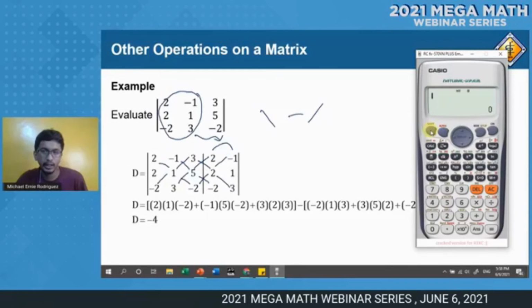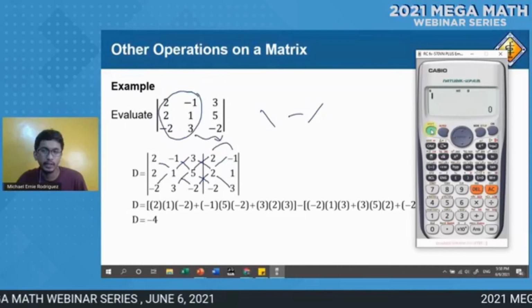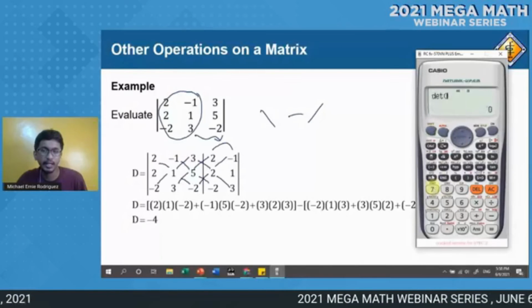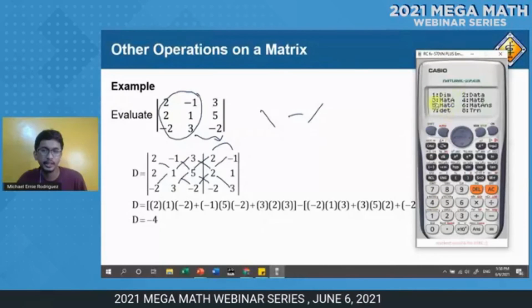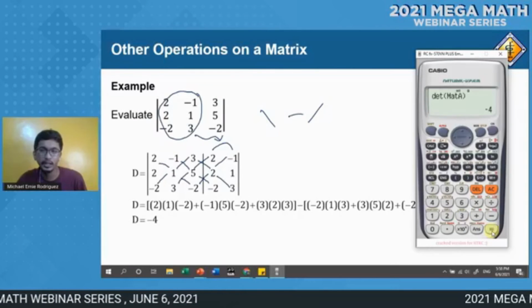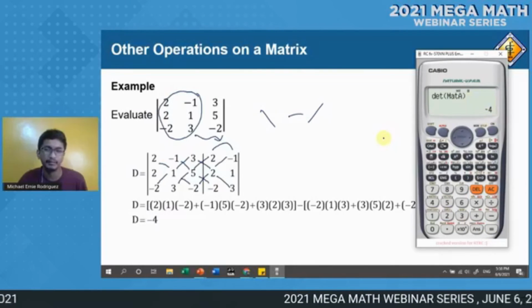Then shift 4, determinant is 7, see, det. Then shift matrix, this is matrix A, 3. So the determinant of matrix A is negative 4. There, that is our answer. We have negative 4.